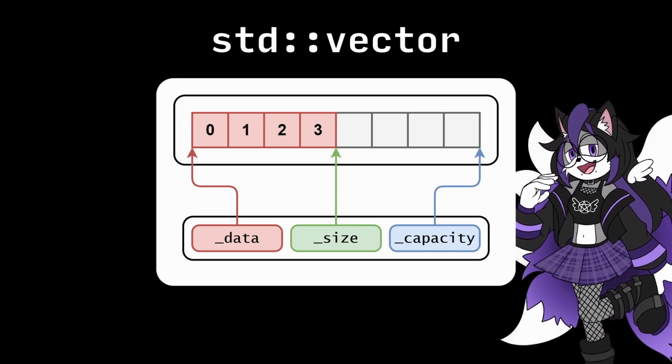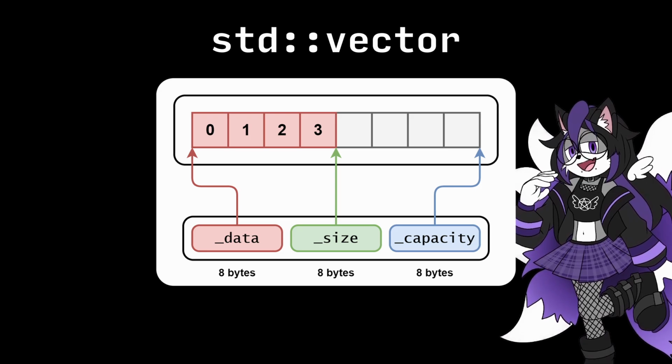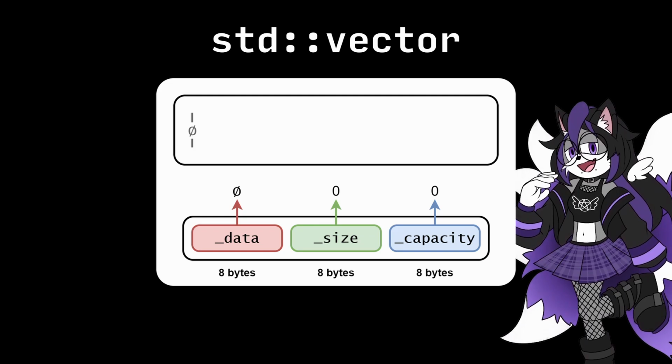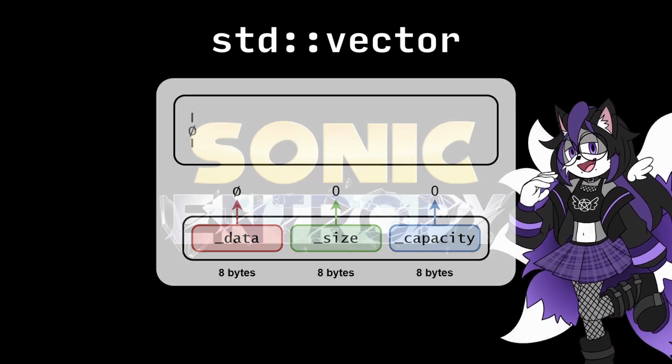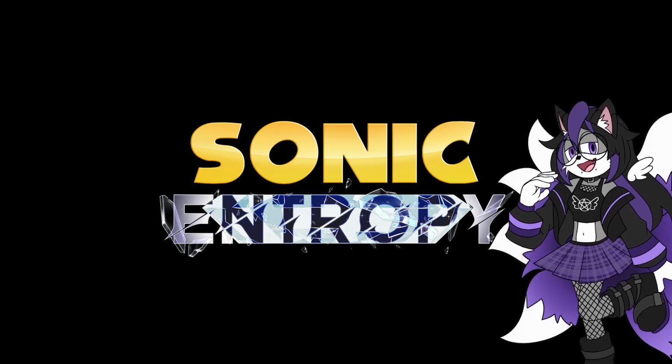The data pointer, size, and capacity are all 8 bytes each, which means each vector stores an extra 24 bytes even if it's empty. That's an extra 24 bytes per list, per entity, per undo step, which will absolutely add up over time. Our solution? Write our own version of the std::vector, which takes up less space.